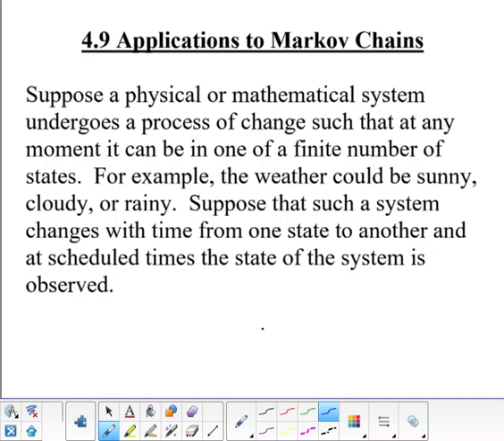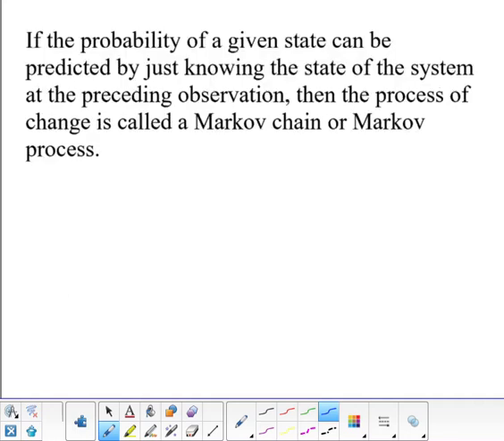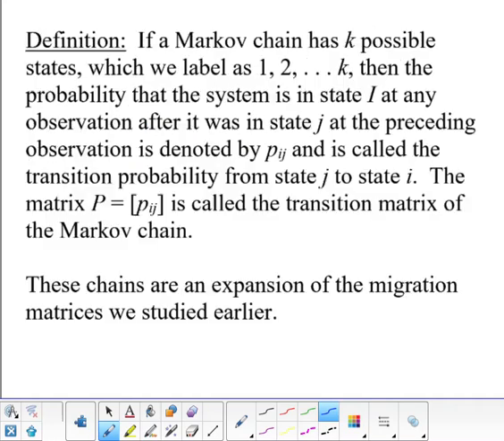And it might just be the math that's in the background when you're trying to make predictive models. And we all are going through times where we have to figure out, well, if we do this, then what will happen? If we do that, then what will happen? So if we know the probability of a given state, predicting just by knowing the current state of the system and what happened before, then the process of change is called a Markov chain or a Markov process. That is just kind of what it is at that point.